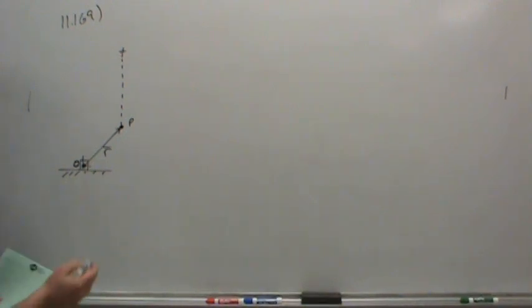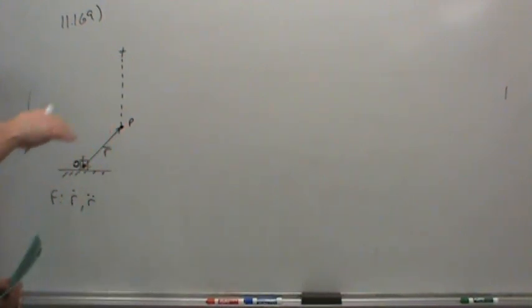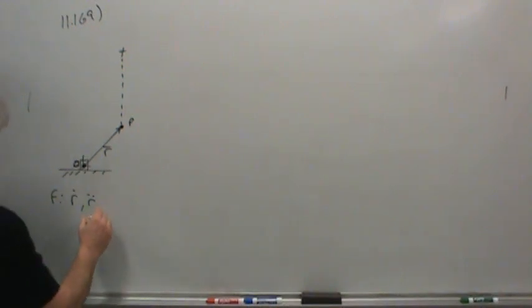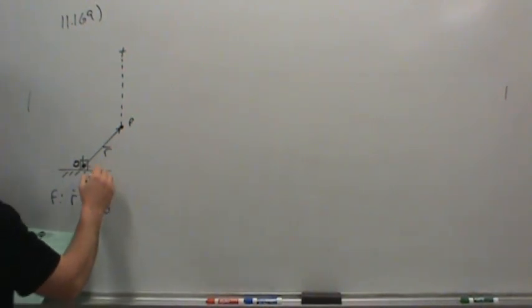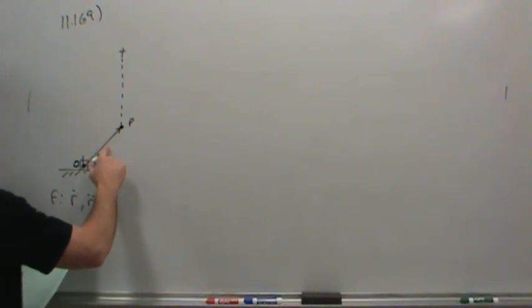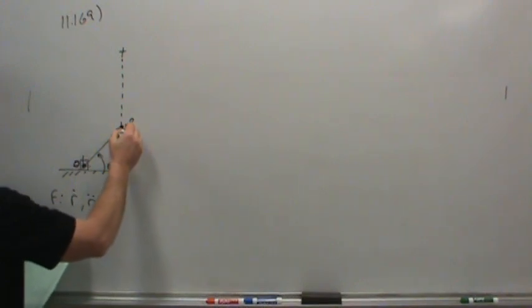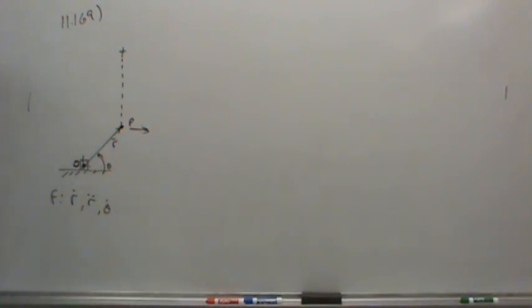We're interested in R dot, R double dot. How fast is this vector changing length, and what's its acceleration rate? What about the angle theta? How quickly is it changing? By the way, theta is measured this way. If the plane's moving that way, you tell me, is theta increasing or decreasing?